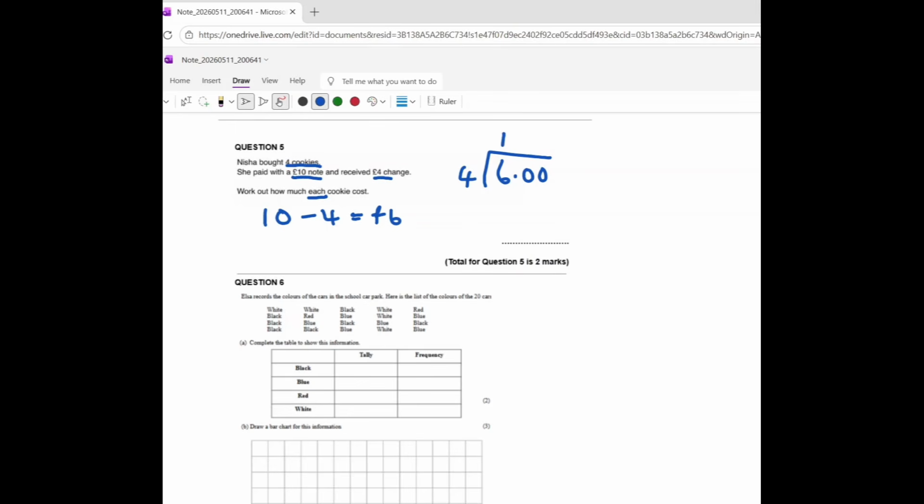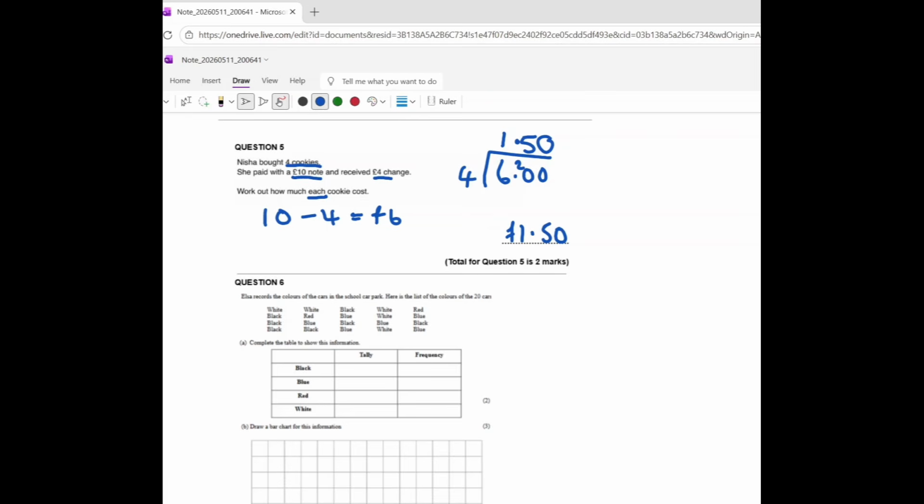4s into 6 goes once, remainder 2. And then 4s into 20 goes 5 times. Because it's money, I like to have 2 decimal places, so I'm going to put a 0 on the end there. So each cookie costs me £1.50. So it's good to show all of your working out.